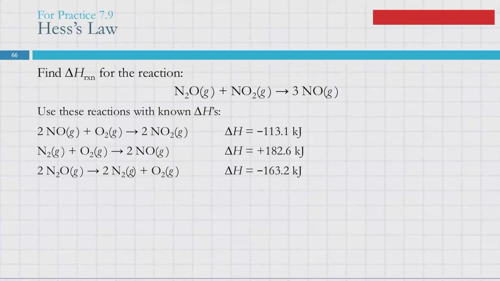So what would we need to do to get the chemicals to be on the right sides from this reaction? We would have to flip it. So we're going to flip this one. And that turns it into 2NO2 goes to 2NO plus O2, delta H 113.1 kilojoules.